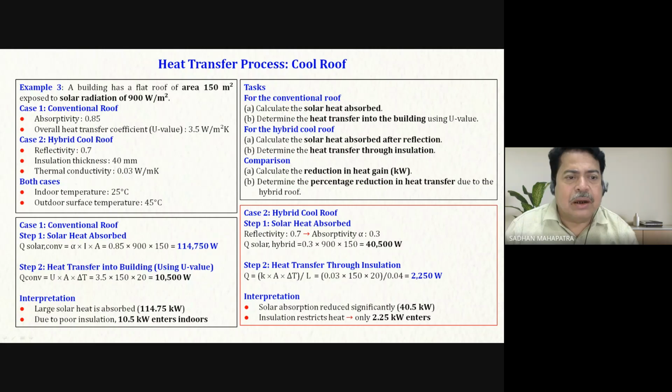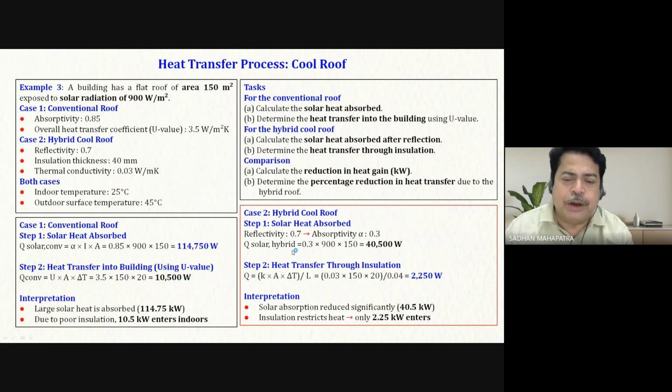Now the overall heat transfer coefficient is 3.5. So how much heat transfers into the building? Q conventional is UA into delta T. So 3.5 into 150 into 20, which comes to roughly 10,500 watt. Delta T is 45 minus 25, that's why 20. So the large solar heat is absorbed, and due to the poor insulation, 10.5 kilowatt enters inside the building.